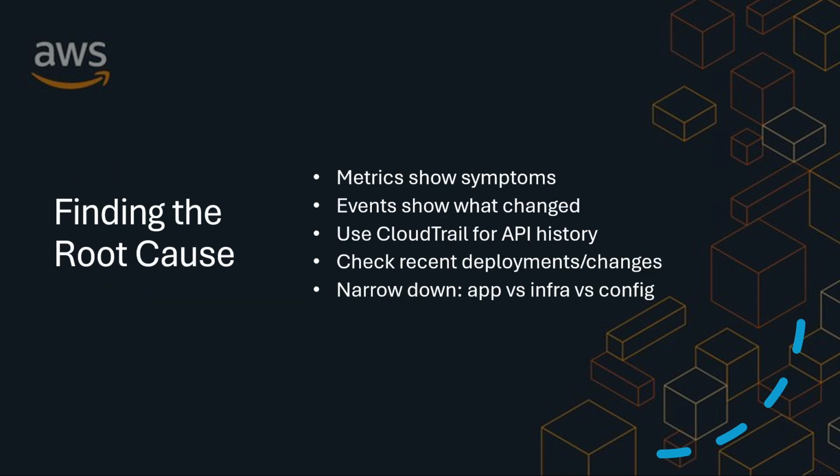Metrics tell you the symptom, but root cause often needs event context. This is where event history and API activity help you understand what changed recently. In exam scenarios, AWS often expects you to connect the dots between metrics and a change event before choosing the remediation.